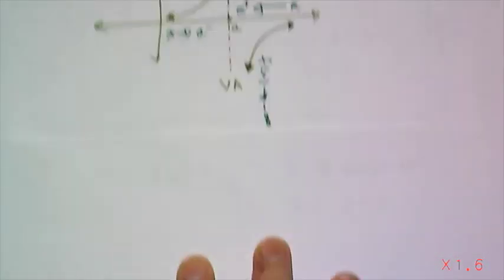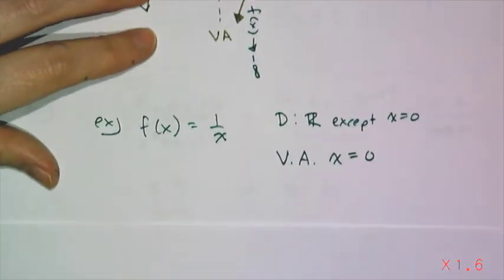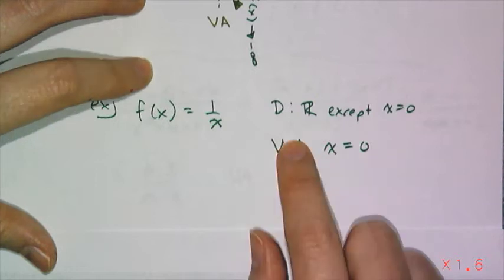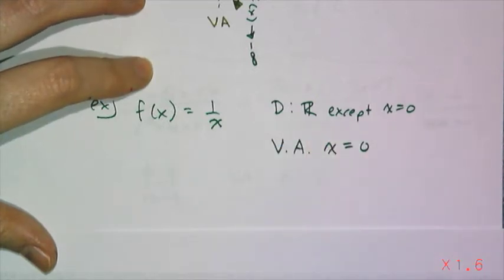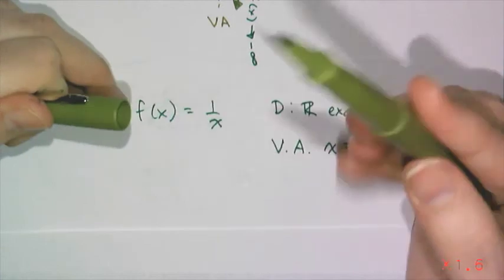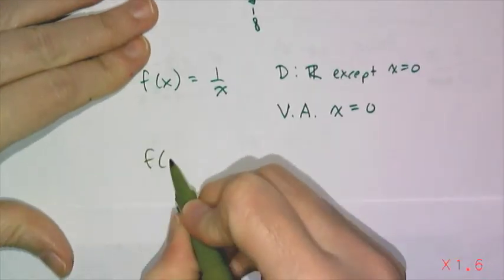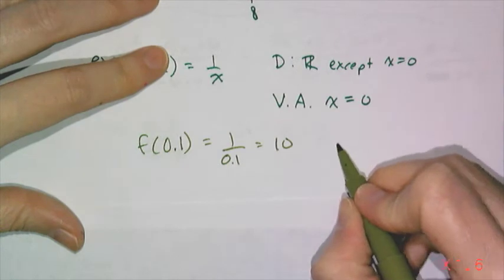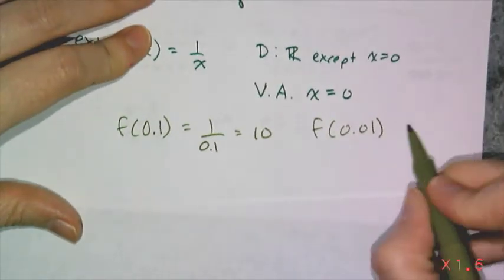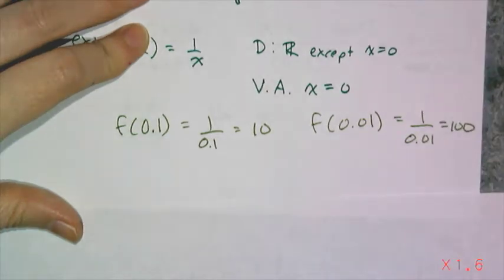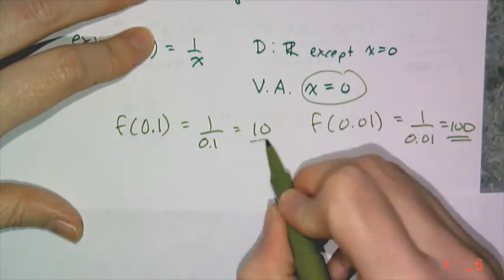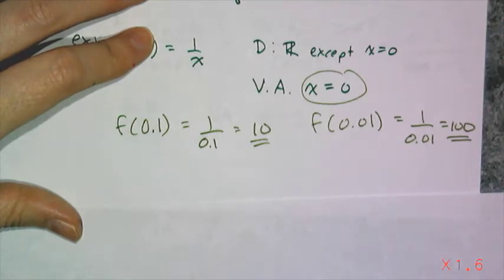And so we can look at the most basic example of a rational function, f of x equals 1 over x, to sort of see this point. And so I have a vertical asymptote at x equals 0 because my domain is all reals except for 0. And if I think about the x values that are really close to 0, if I have f of a tenth, that's 1 over a tenth, or 10. So if I look at something even closer to 0, like a hundredth, I have 1 over a hundredth, or 100. So as the x values are getting closer and closer to that vertical asymptote value, then these y values are blowing up. And so that's why x equals 0 is a vertical asymptote.